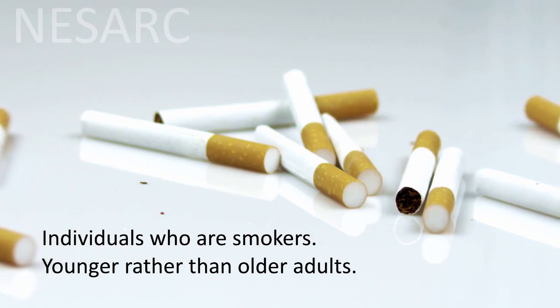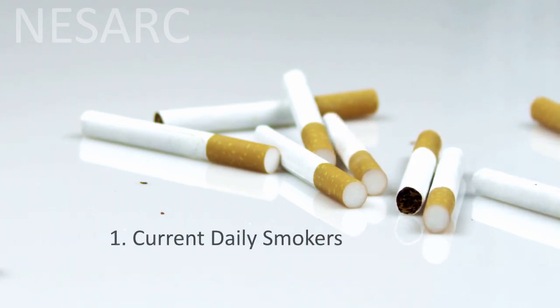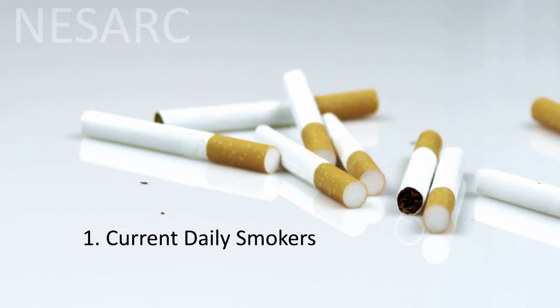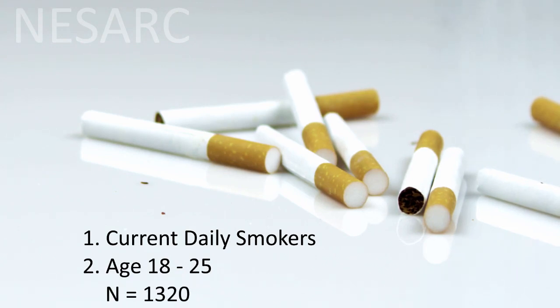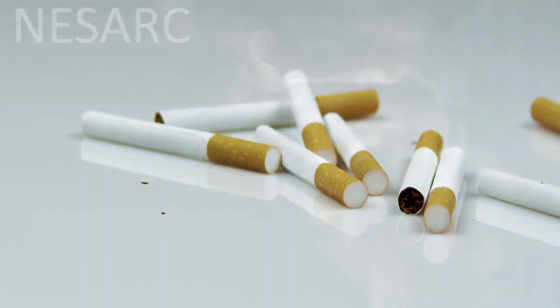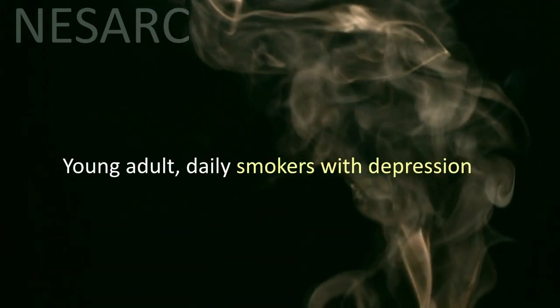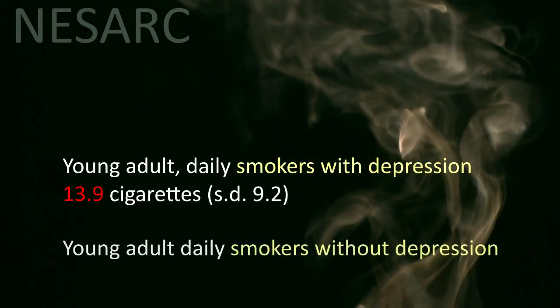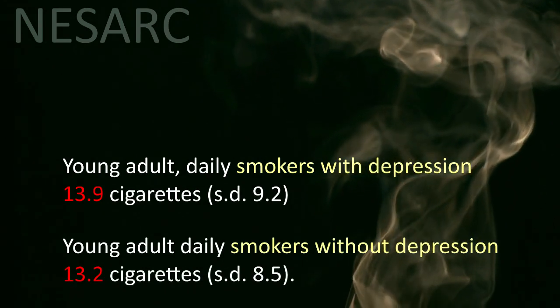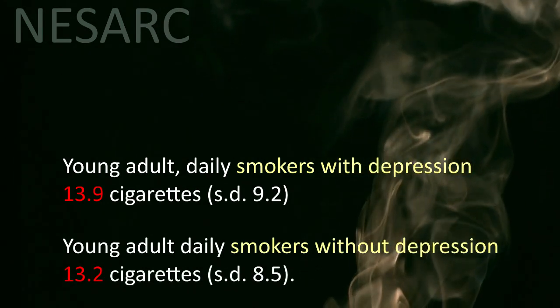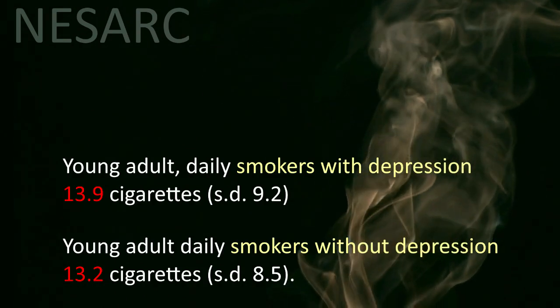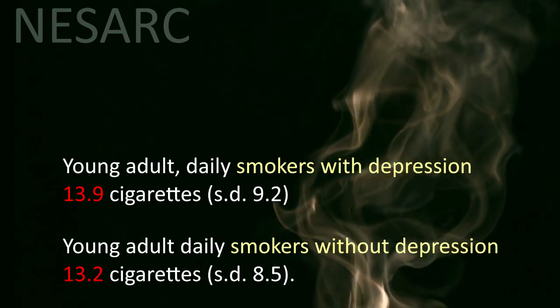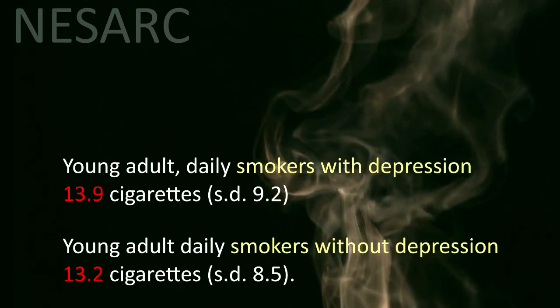We subset the NESARC data to individuals that are 1. Current daily smokers, that is, they've smoked every day in the month prior to the survey, and 2. are age 18 to 25. This sample, N equals 1,320, showed the following. Young adult daily smokers with depression smoked an average of 13.9 cigarettes per day, with a standard deviation of 9.2 cigarettes. Young adult daily smokers without depression smoked an average of 13.2 cigarettes per day, with a standard deviation of 8.5 cigarettes.